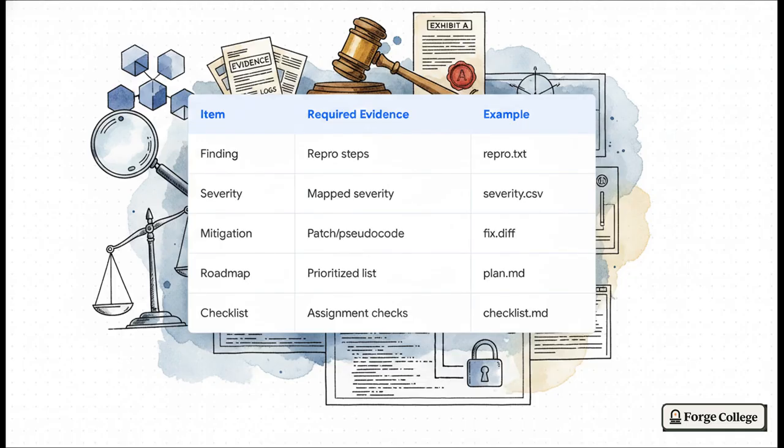As you can see, for every single acceptance item here, there is required evidence. If you have a finding, your required evidence isn't just a basic description. No, it's the exact reproduction steps and the logs. If you're assigning a severity, you need a mapped severity narrative that explains the why. And for your mitigation, well, you can't just say something vague like, "fix the math." You need to provide an actual code patch or highly specific testing notes. And then we round the whole thing out with a prioritized roadmap and a checklist for the dev team. Every single piece of evidence here is an undeniable exhibit. If any of these are missing, your case basically gets thrown out of court.